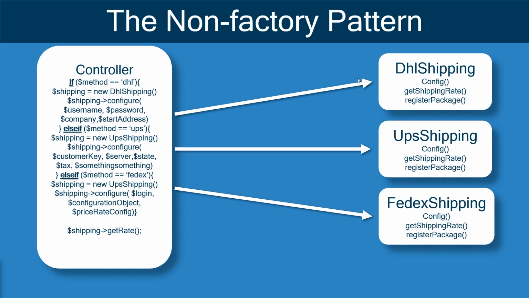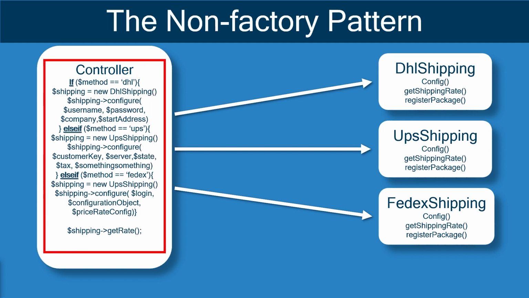But DHL, for example, has a username, password, and also a company name, while the UPS, for example, has a customer key and server and the state, and the FedEx has a completely different configuration for creating the appropriate object. And each time we would like to calculate shipping, we might need to do a big if-else inside of our controller, and possibly in multiple controllers, each time we want to calculate shipping and to figure out what each of those services actually needs for the DHL, and then for the UPS, etc.